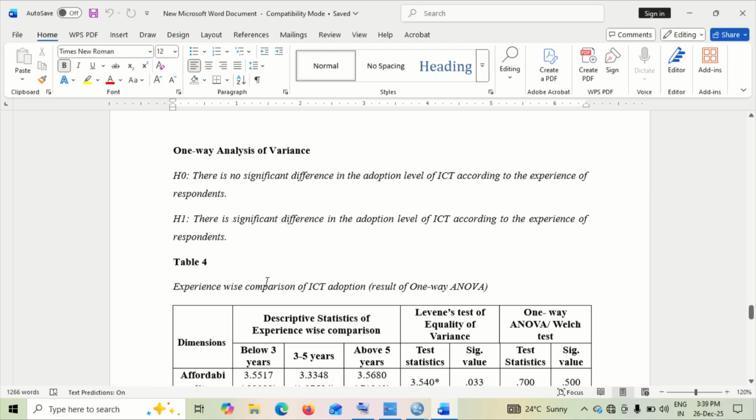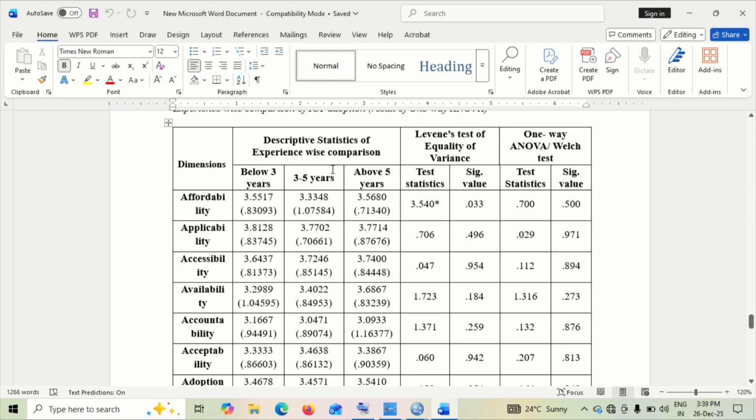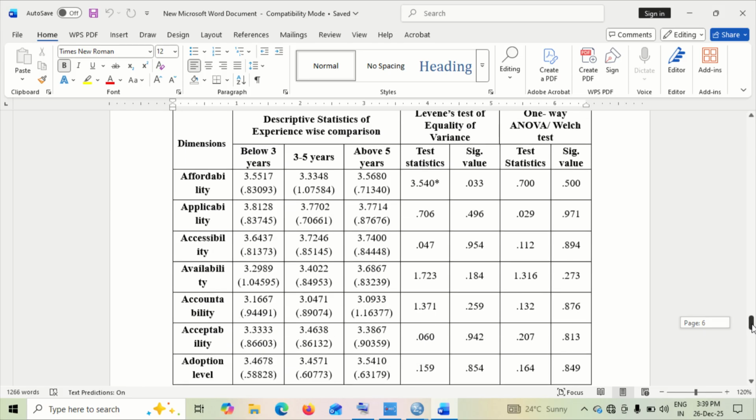Experience-wise comparison of ICT adoption, the result of one-way analysis of variance. We have combined all the results into one table, that is the descriptive statistics, Levene's test of equality of variance, and one-way ANOVA or Welch test. In the case of affordability, the Levene statistic is significant at the 0.05 level of significance. Then we have used the Welch test instead of one-way ANOVA. In all other cases, the Levene statistic is not significant at 0.05. Therefore, we have used one-way analysis of variance for testing the mean comparison according to the experience of respondents.